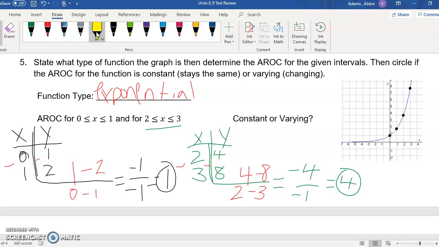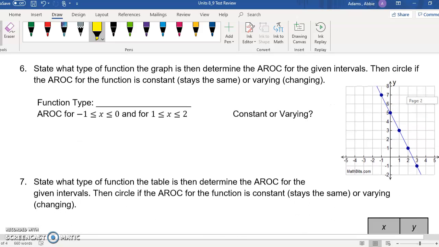Now we have to do some comparisons. The average rate of change for the first interval was 1, and the average rate of change for the second interval was 4. Are these the same? Absolutely not. So the average rate of change for the function then is varying. So it's not the same at every interval. Let's look at another graphing example. So go on to problem 6.